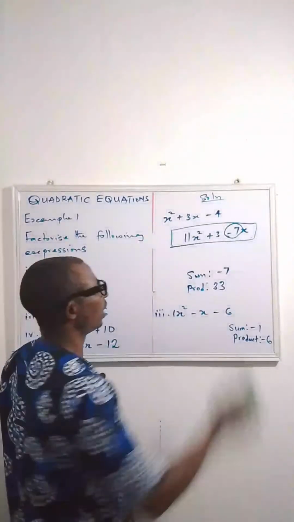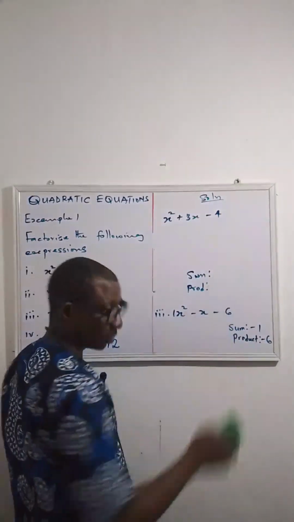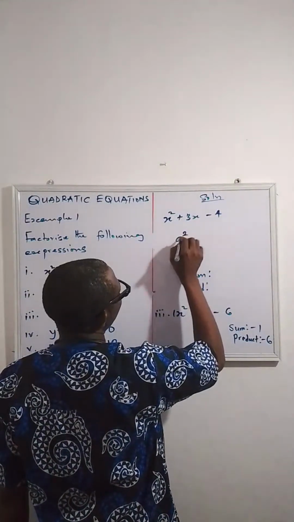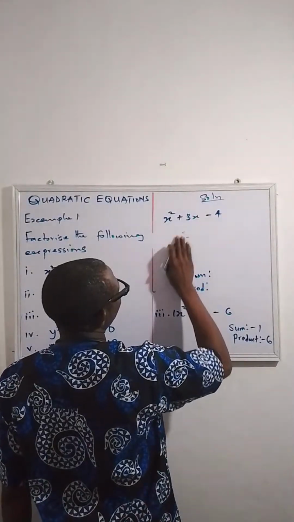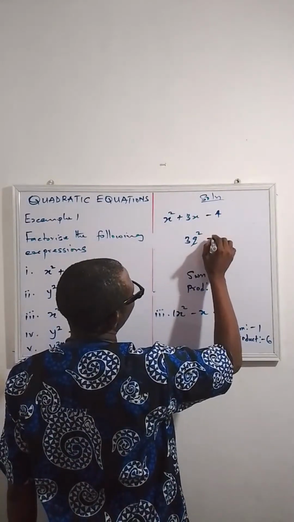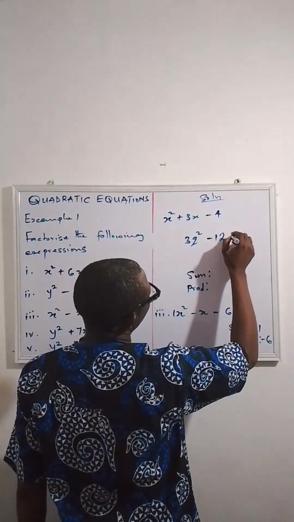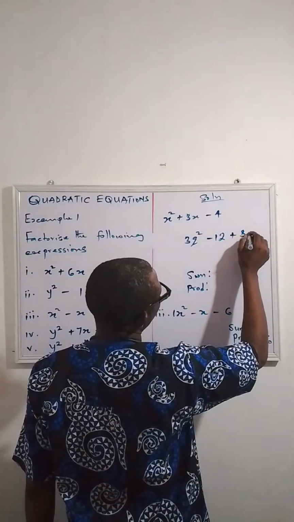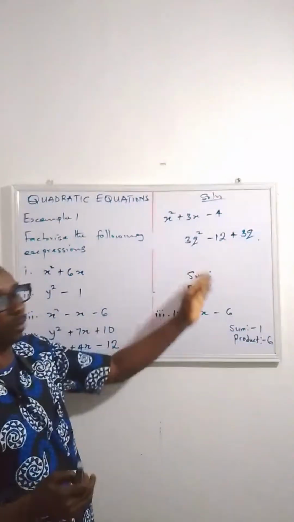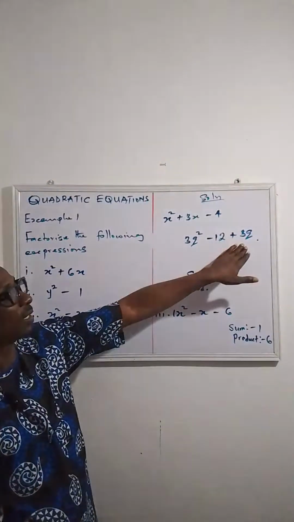So now the last one here that I'm going to give you, you're going to identify the sum and product. If you are given 3q squared minus 12 plus 3q, now what is the sum and what is the product of this quadratic expression?